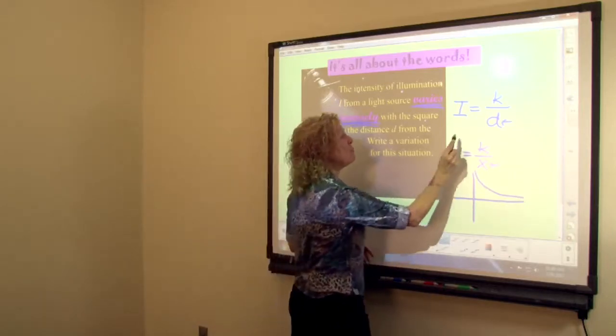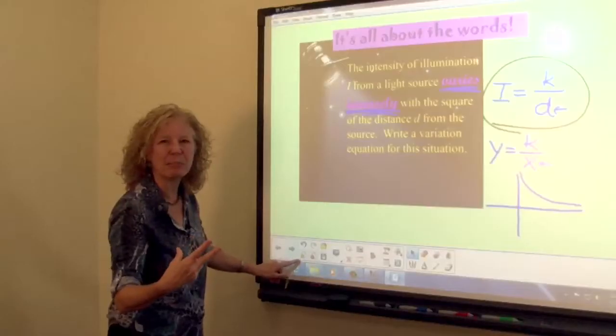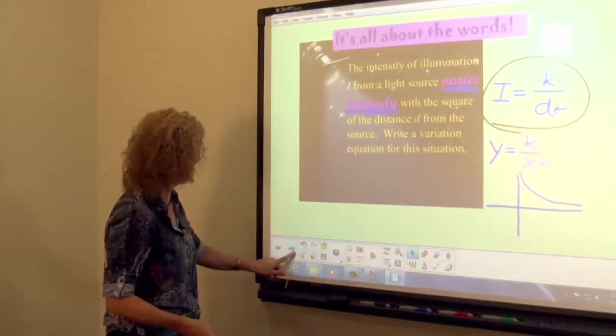And here is the format that you should always use in writing an inverse variation. Okay? So yeah, in essence, have the lesson, but let's practice and go on.